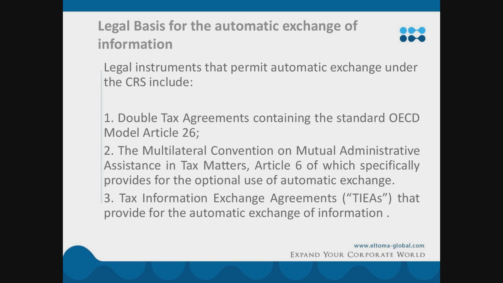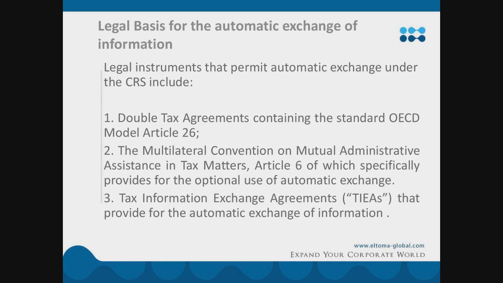In order for the automatic exchange to work between different jurisdictions, legal instruments have to be in place. This can be double tax agreements containing the standard OECD model Article 26. This can also be the multilateral convention on mutual administrative assistance in tax matters, Article 6 of which specifically provides for the optional use of automatic exchange. And finally, this can be the tax information exchange agreements that provide for the automatic exchange of information.